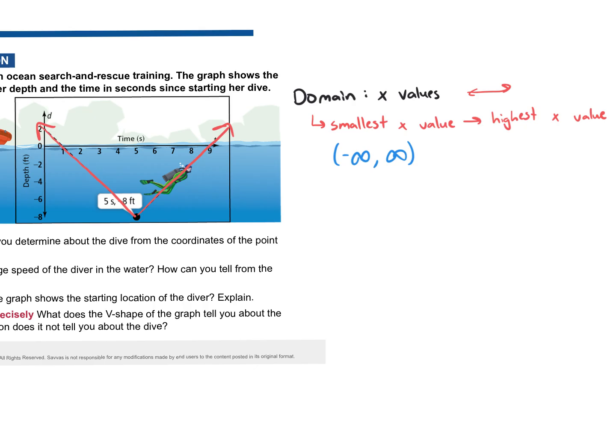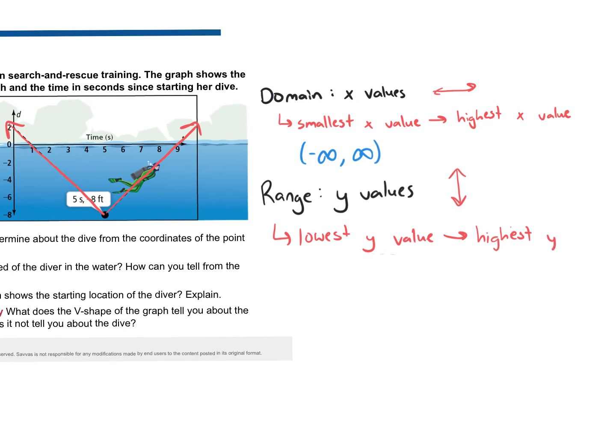The next one we're going to talk about is range. Domain was the X values. What do you think the range is? Y values, you got it. Are Y values side to side or up and down? Up and down. Yep, write yourself a reminder there: Y values are up and down. With range, it is very similar to domain, but just with the Y values. So now we're looking for the lowest Y value to the highest Y value.